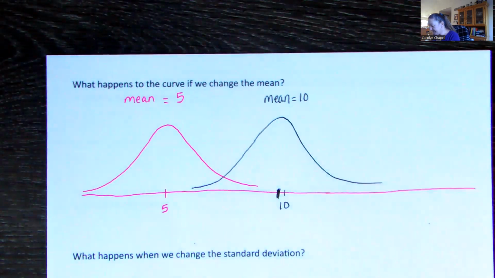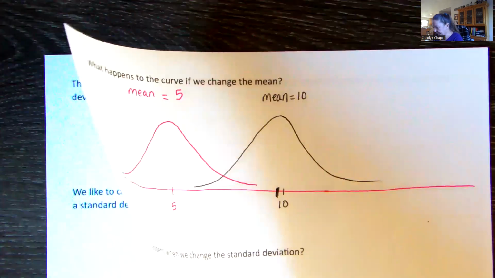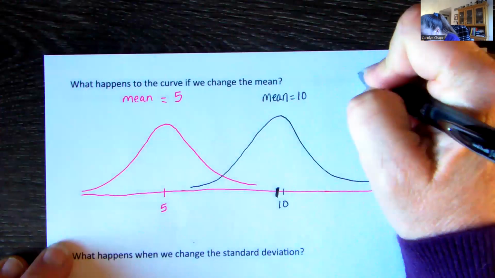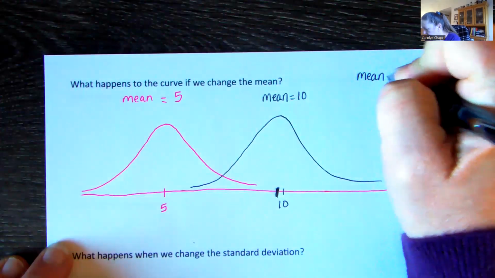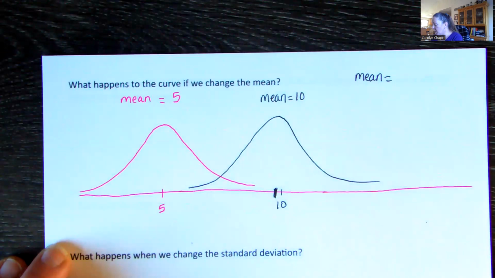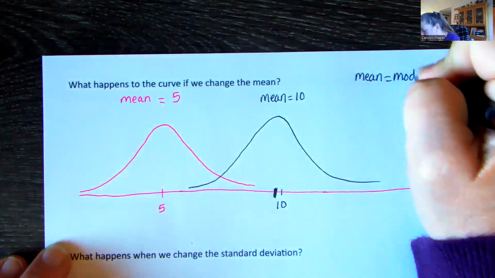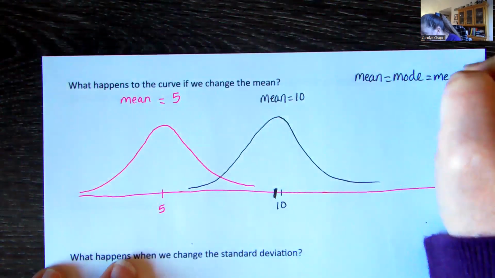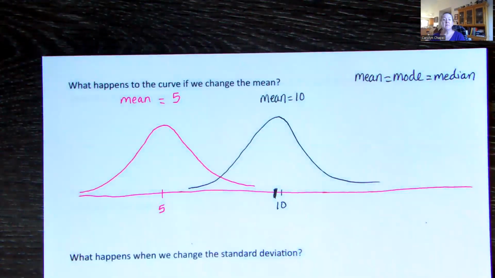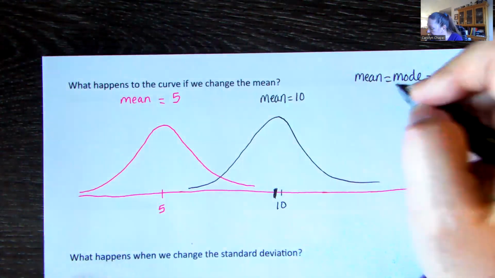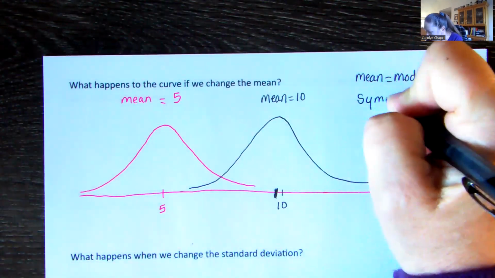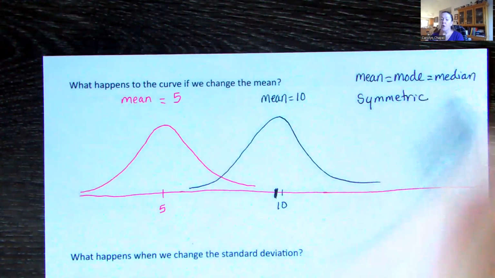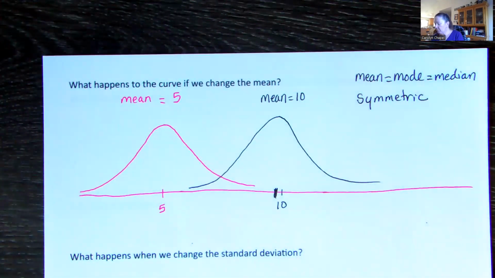Some other nice pieces of information: the mean is in the middle. It's also the mode, because mode is the most often occurring. Since it is the highest point in our curve, that means we have more people under there. It is also the median, because median means middle, and our curve is beautifully symmetric. A true normal curve is perfectly symmetric.